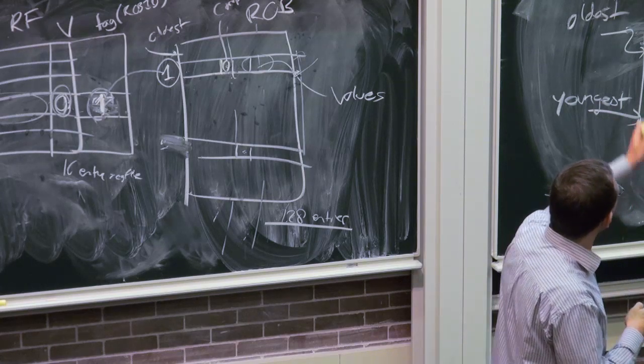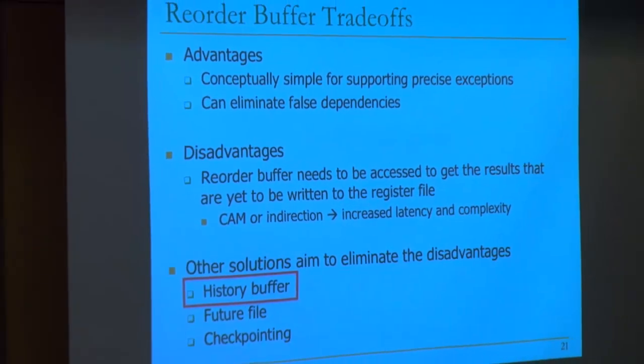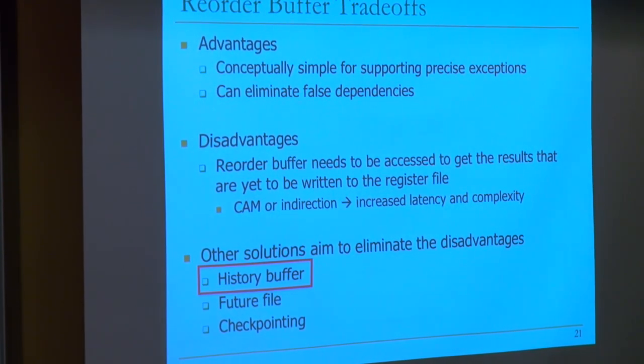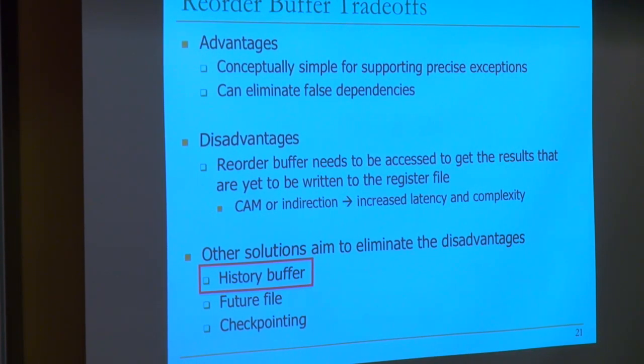OK, let's take a look at another solution, history buffer. Here, the approach is a little bit different. So what was the problem that we were having here? The problem is the new value is not available to us right away, right? The new value that's produced for a register, we need to somehow find it. We need to search for it, right? Here we were searching it through content addressable memory. Here we have indirection to search it, to find it.